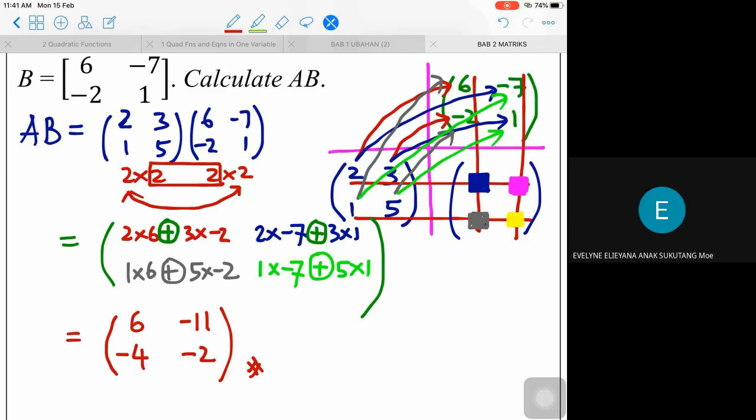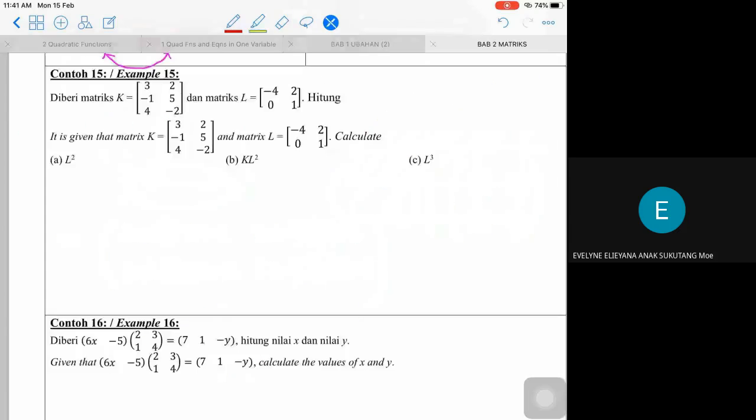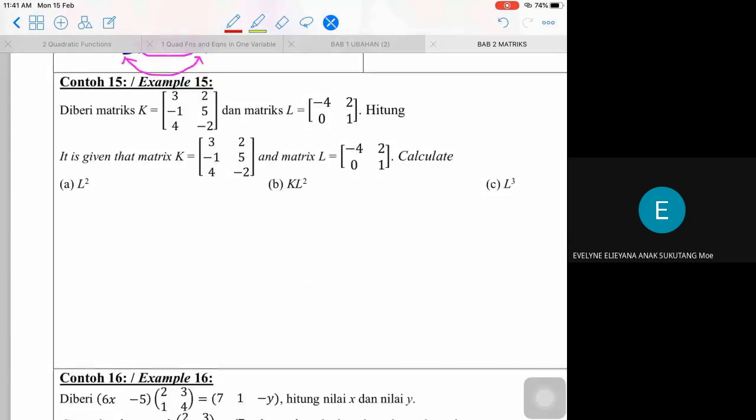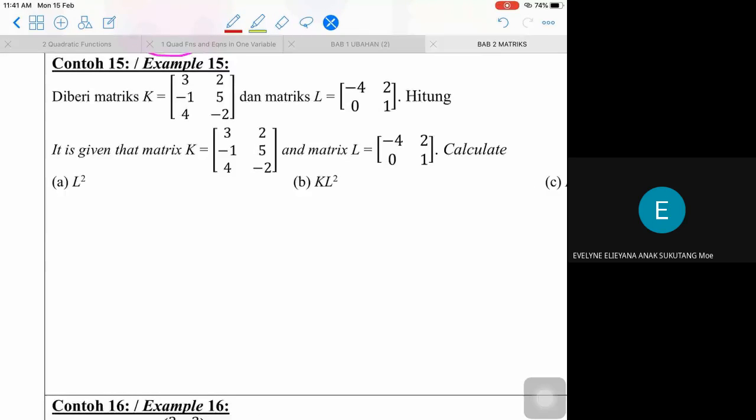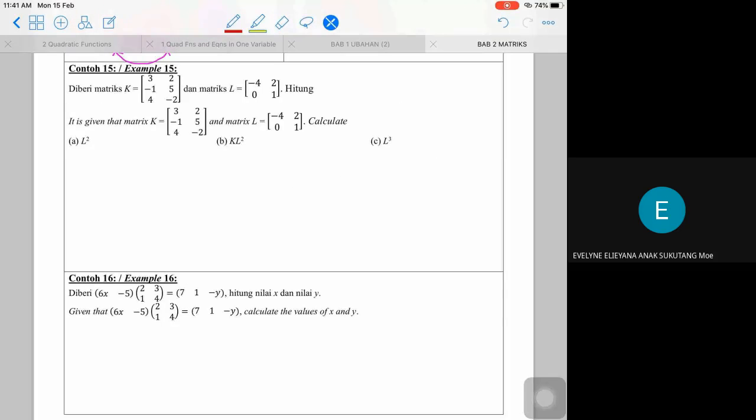So we are already done with this example. The answer is already given: 6, negative 11, negative 4, negative 2. So next we go to example 15 and 16. We go back here later. We go to the next page. I think this one is first.